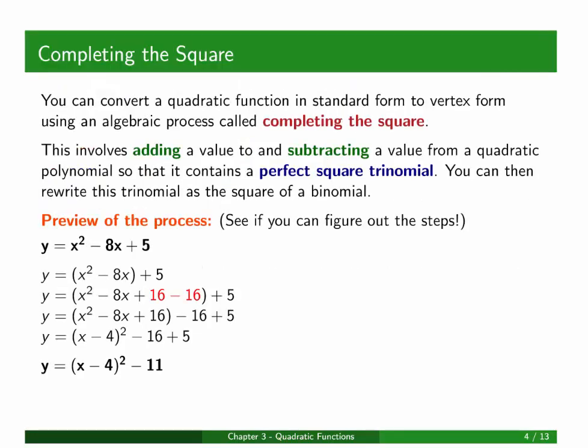To go the opposite direction, we have to complete the square. So what does this mean? Completing the square is the idea that you're going to try to create a perfect square trinomial.